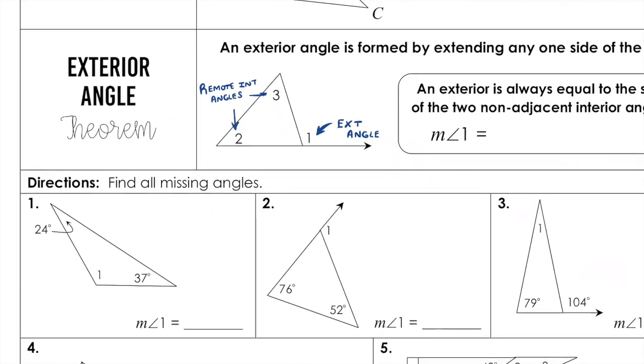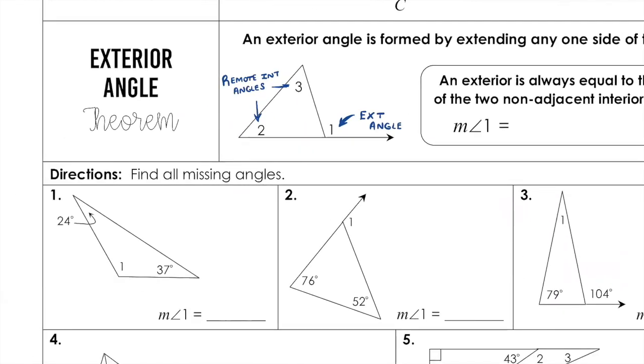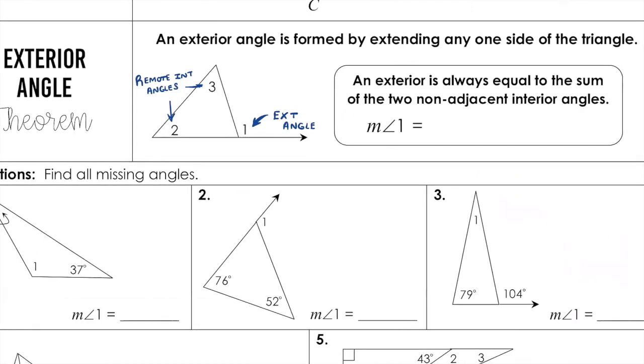All right. So the exterior angle is always equal to the sum of your non-adjacent. What's adjacent mean? Next to each other.